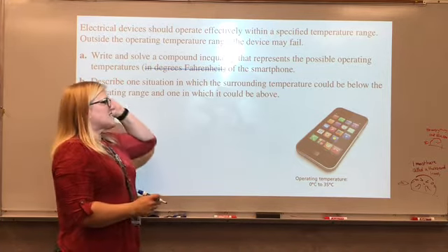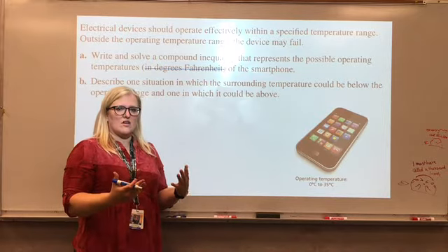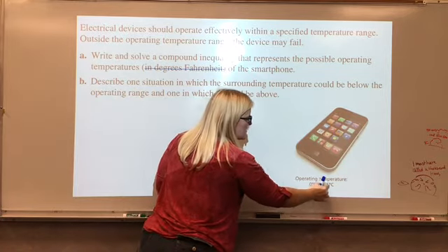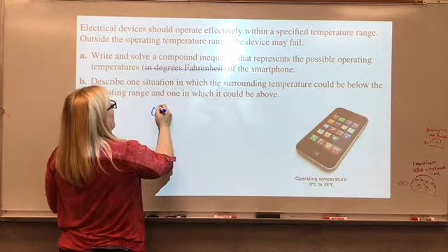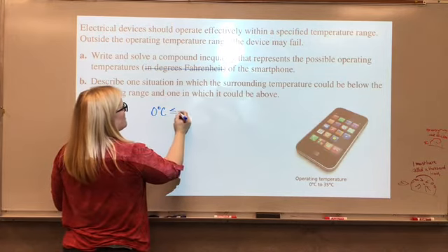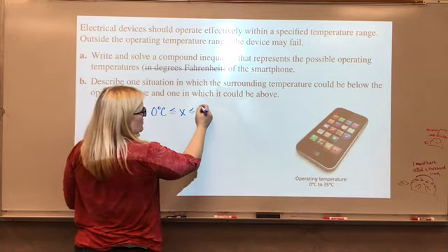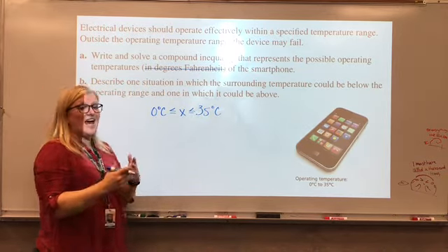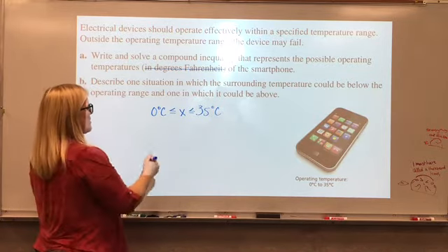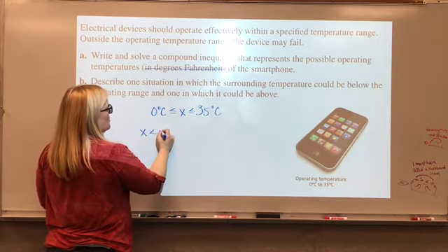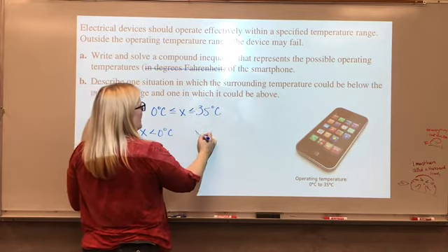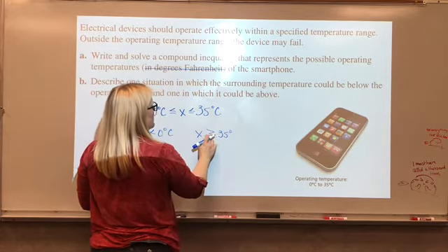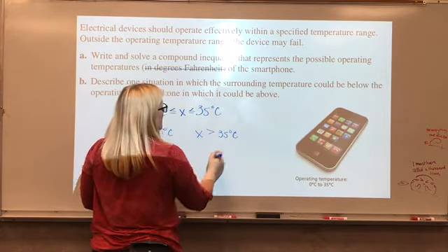So, what is the inequality that shows what temperature my phone can work in? Well, it goes from 0 degrees Celsius to 35 degrees Celsius. So I would sandwich in my value to look like this. Okay, so when would it not work? Well, it would not work when x is less than 0 degrees Celsius and when x is greater than 35 degrees Celsius.